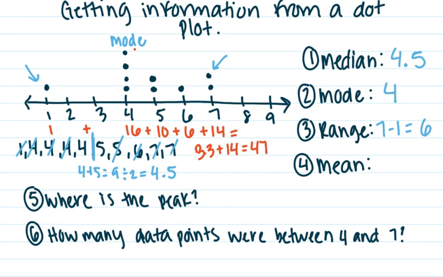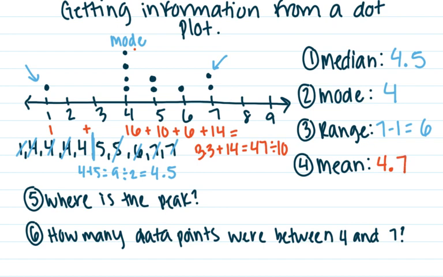All right, now we go back and we count how many dots I have. I have 1, 2, 3, 4, 5, 6, 7, 8, 9, 10 dots. So remember, I'm going to take 47 and we're going to divide by how many dots there are, which is 10. And so that means my mean is going to be 4 and 7/10 there, okay?